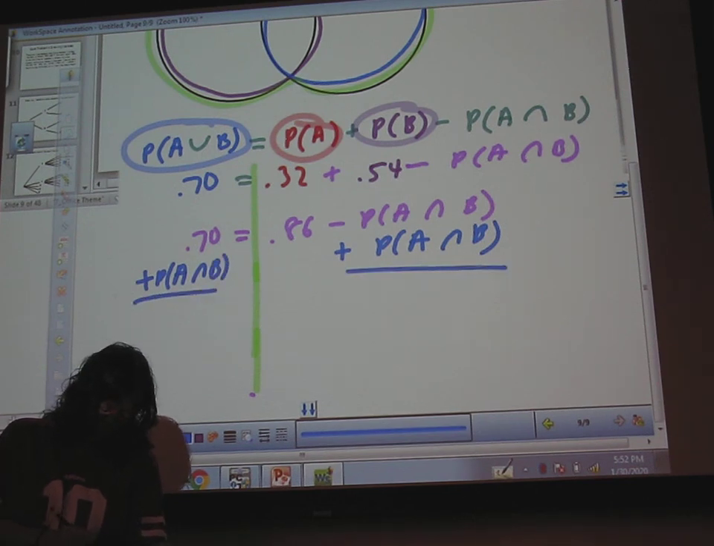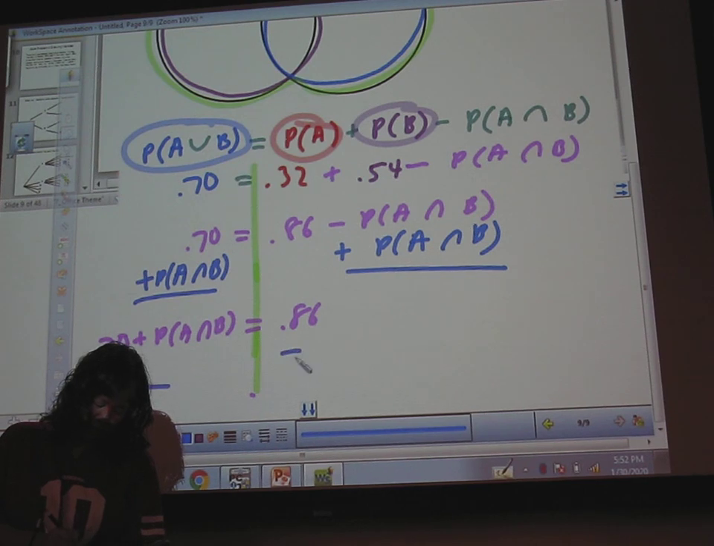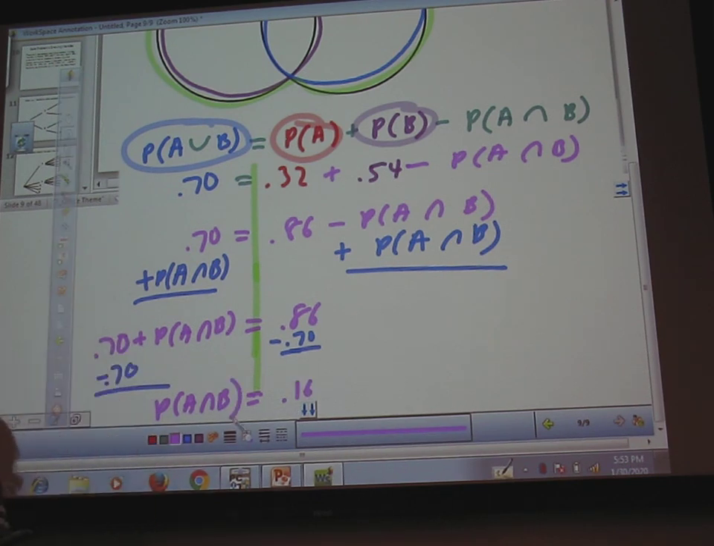So we'll get 0.70 plus probability of A and B equals 0.86. And then we'll subtract 0.70 from both sides. Oh, 0.70, makes sense. So then we end up with probability of A and B is equal to 0.16. There. Is everybody happy with that? Okay. Good deal.